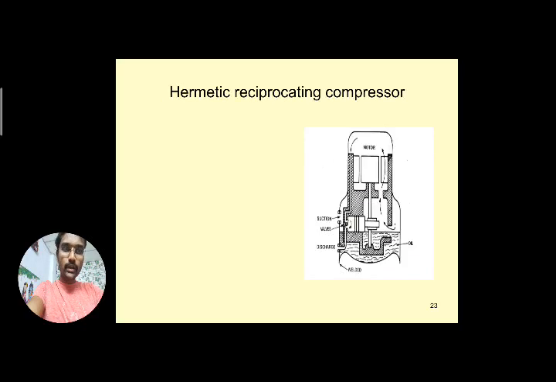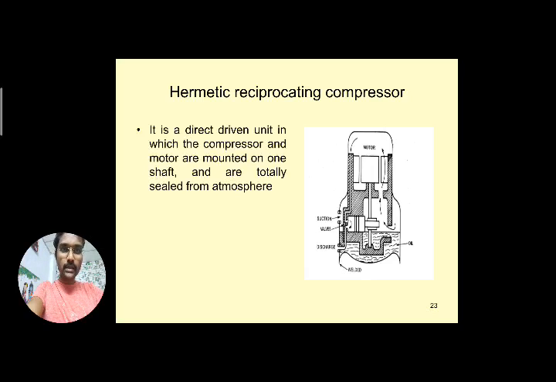This is our completely sealed unit. Whenever repairs are needed, you have to cut the section open to repair it, so the design is very complicated in this case. It is a direct driven unit. We have seen that there are two types of drive: open drive, belt drive systems, and direct driven units. In a direct driven unit, the compressor and electric motor are mounted on a single shaft and totally sealed from the atmosphere. It is not exposed to any other pressures, so it is completely sealed as one unit.